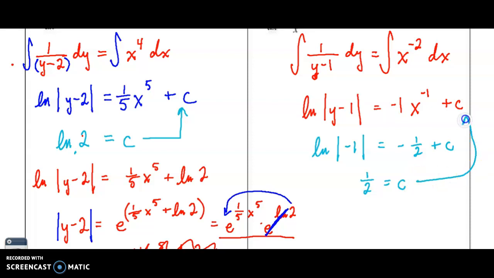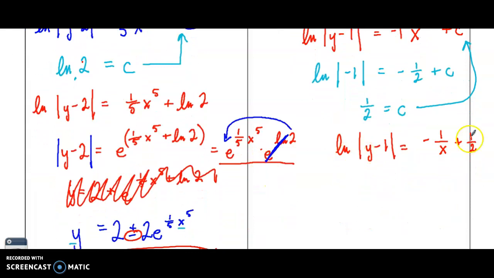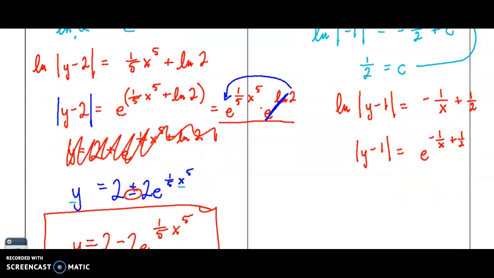So as I go back to the c value and I plug it back in, I'm going to switch back to red, I have natural log of y minus 1 is equal to negative 1 over x plus 1/2. So then we can take e to that side. I'm not going to make the same mistake. So e to the negative 1 over x plus 1/2, which again, you could split up. The only thing is I don't really see a benefit of splitting that up. So just like before, it would be plus or minus that value.